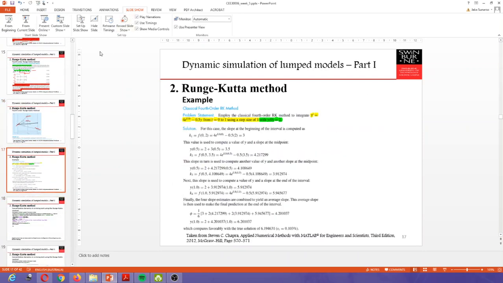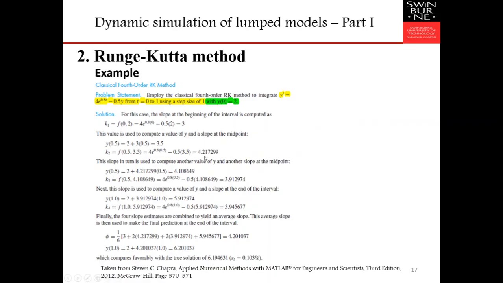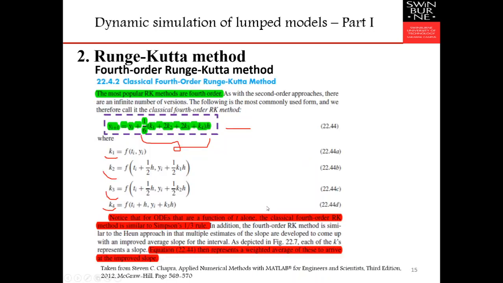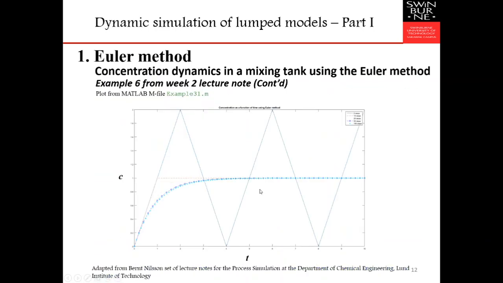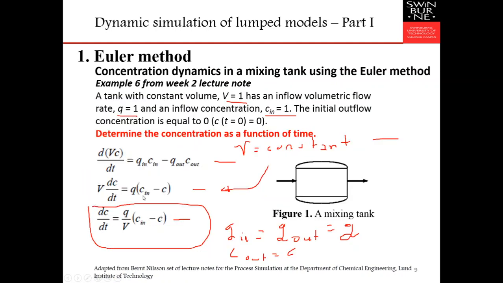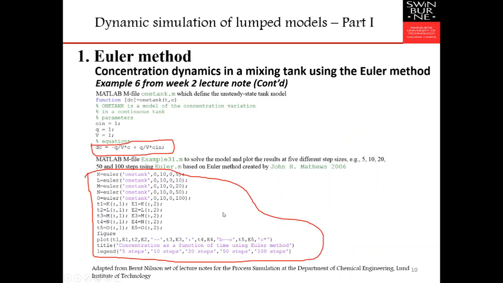So after we derive these things, we move into our next example. We implement the fourth order Runge-Kutta method in MATLAB. We use the one tank example that we derived with the Euler method. Here, the one tank model is this equation that we derived previously.